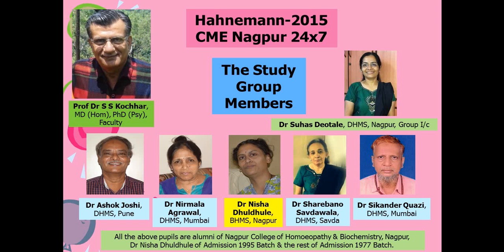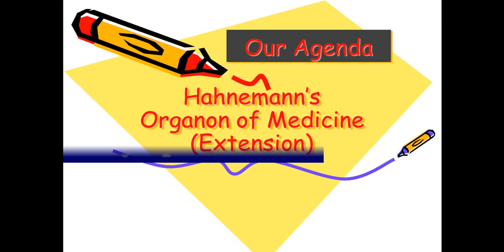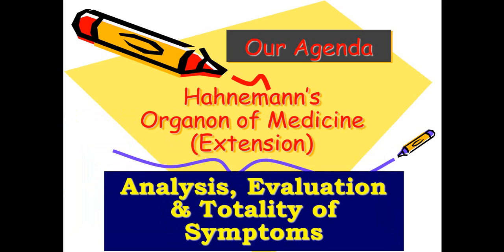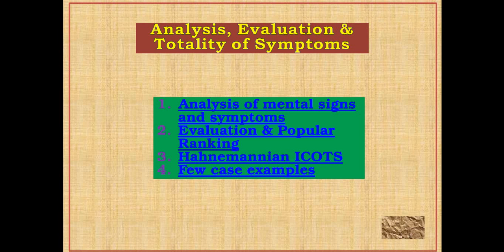So in this session number 2 today, we will be covering Organon of Medicine, and here analysis, evaluation and totality of symptoms. This will be covered under 4 heads, and as you can see, these 4 heads are analysis of mental signs and symptoms. Remember, all we have studied as students is applicable. In addition, there are certain points which are added here.